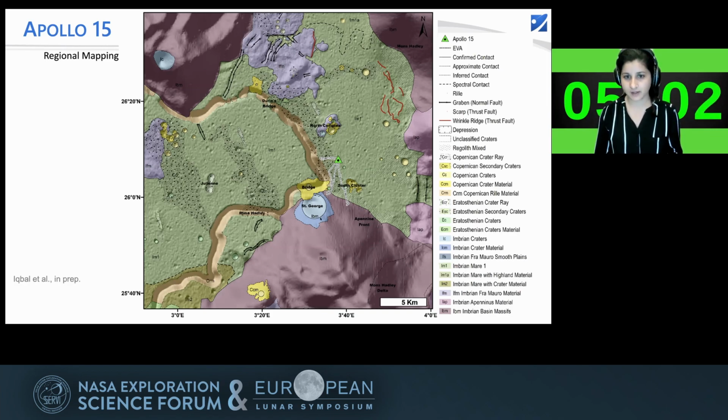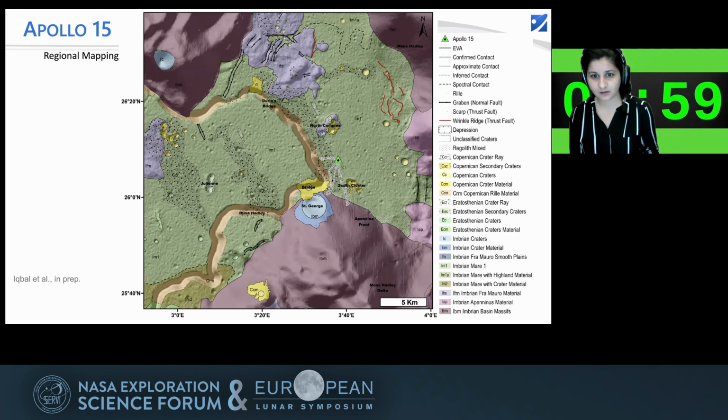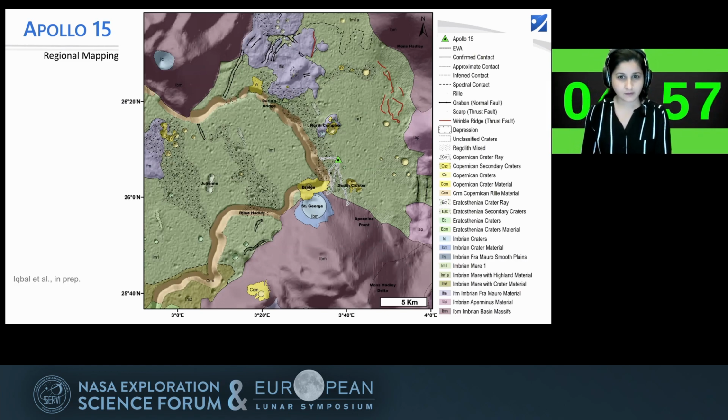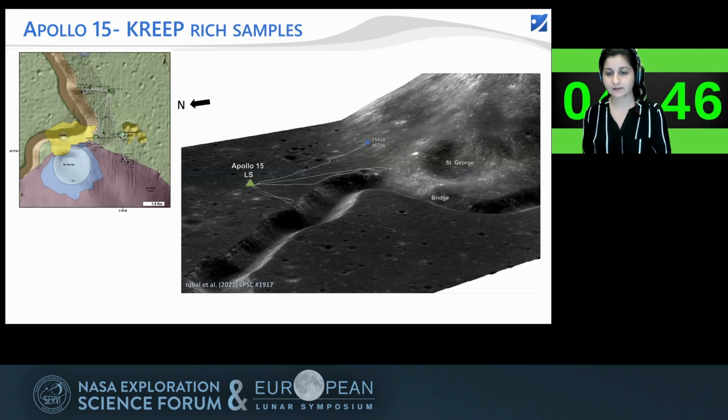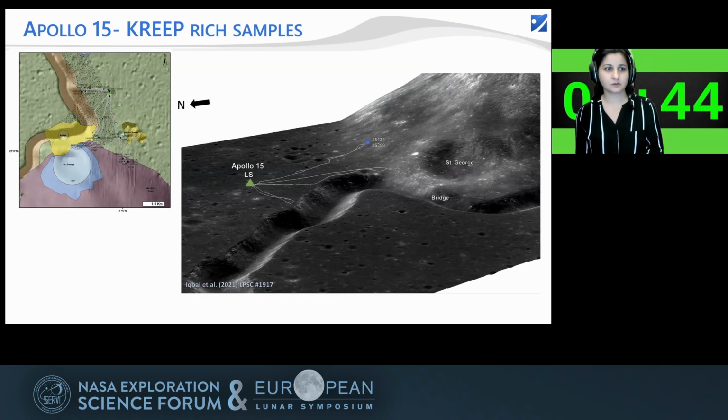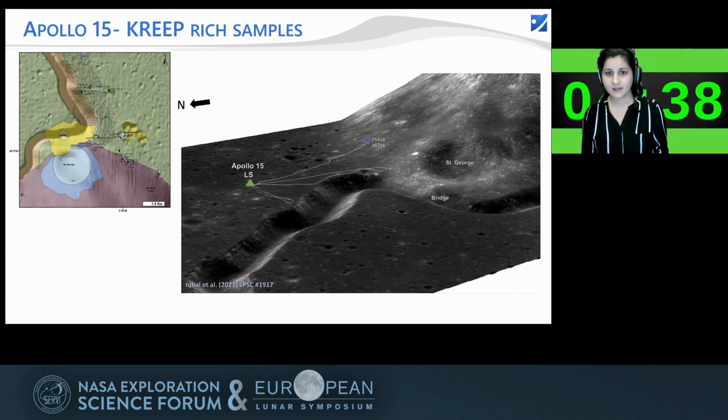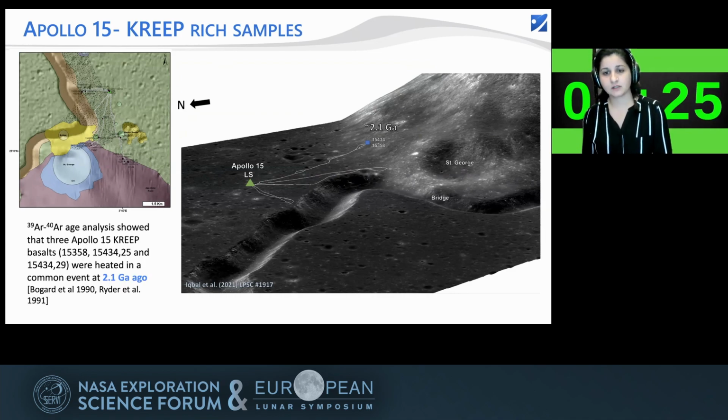George crater could also have material present on these traverses. So in most of the samples that were collected, most of the regolith and impact breccia samples on these traverses, contain KREEP-rich basalts. And there are also some samples collected near Spur crater, which are actually samples of KREEP-rich basalts.